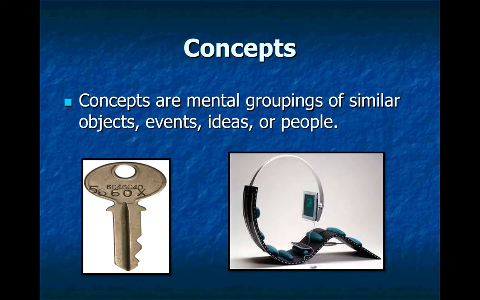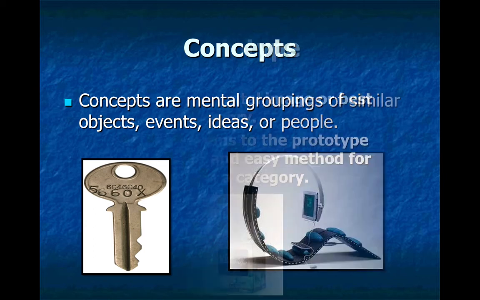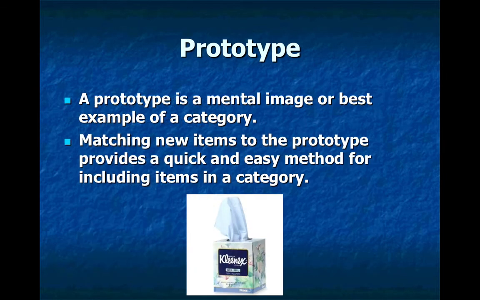So when we talked about cognitive maps in previous chapters, and we talked about schemas in previous chapters, this all relates in how we mentally group information. When we think of a concept, there are a lot of times specific examples that come to mind. These are referred to as prototypes. It's a mental image or best example of a particular category.